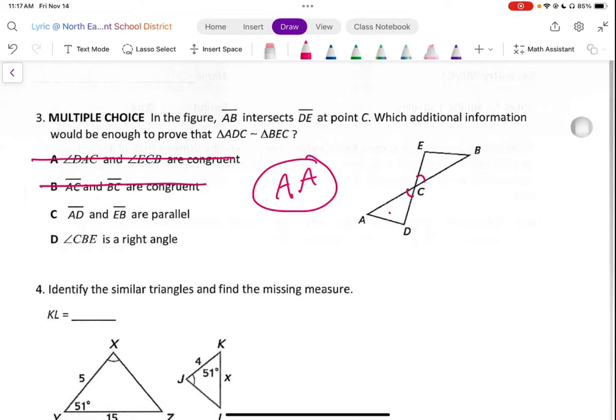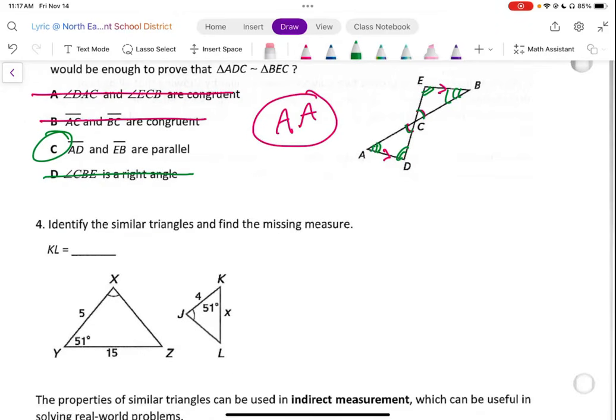AD and EB are parallel. So if these two sides are parallel, what do we know about the angles? We could say we know these are congruent. But if these lines are parallel, then these two angles would be congruent, and these two angles would be congruent. So this would definitely be possible through AA. As long as we have two congruent angles, we're good to go. So the parallel lines would help us get at least one more pair of congruent angles to prove that these two triangles are similar.